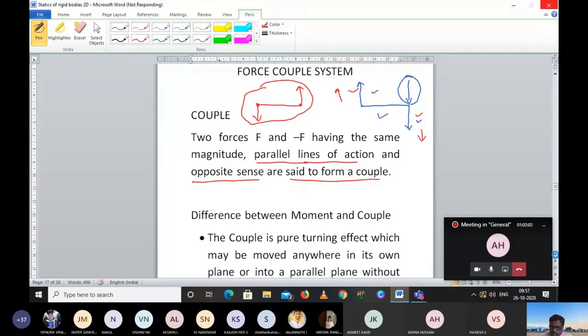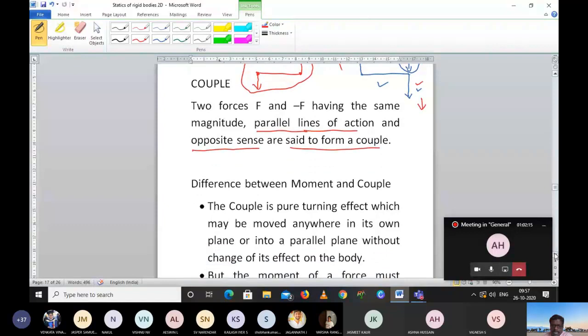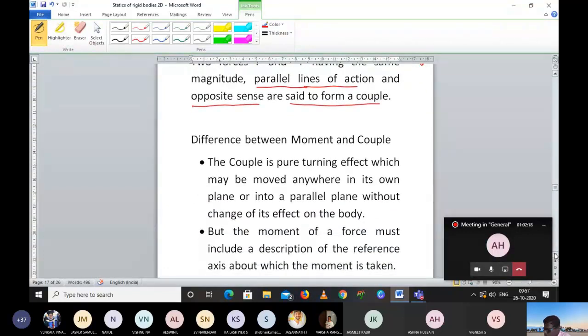What is the difference between moment and couple? Because you have to know this clearly. The couple is pure turning effect. Please take down: the couple is pure turning effect, and may be moved anywhere in its own plane. Again, don't ask me what a couple is, it's pure turning effect. And one more thing, without change of its effect on a body, please take down.